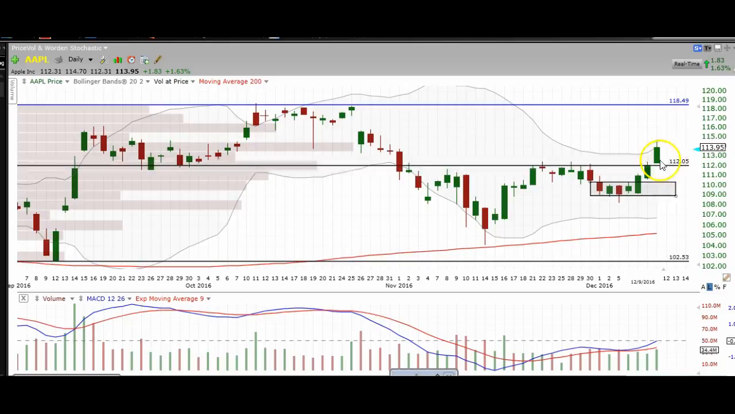This 112, we broke over these previous highs. You can see a lot of rejections over here as well. Here we retested it and then broke over it right here. So a key breakout here for Apple.